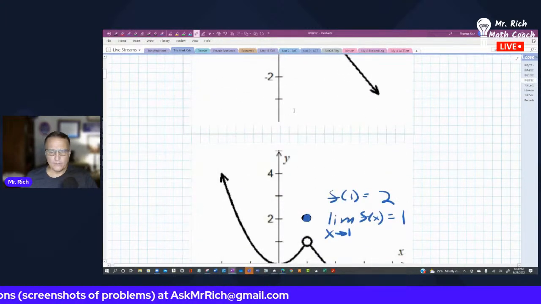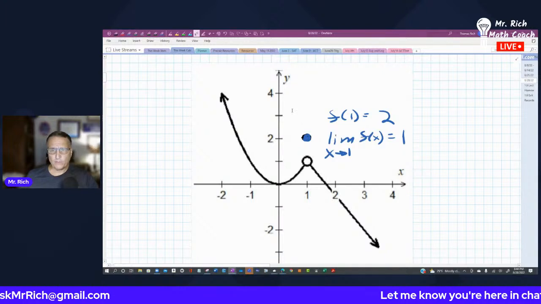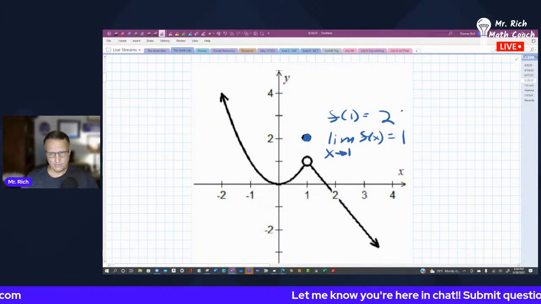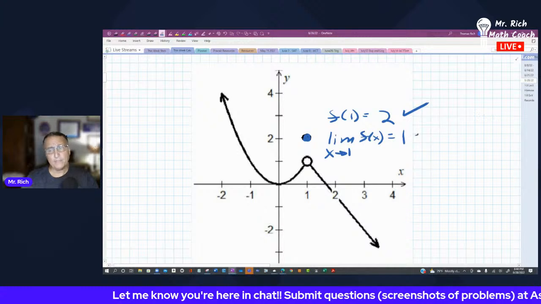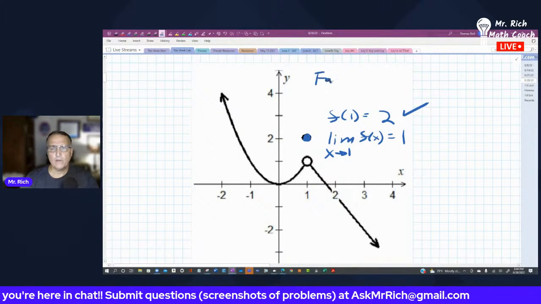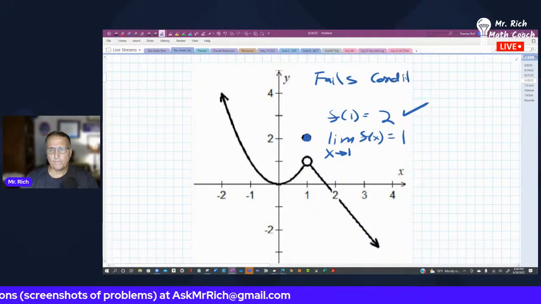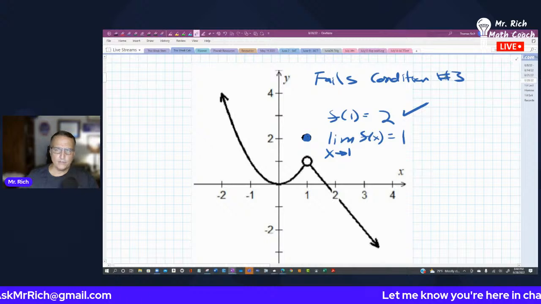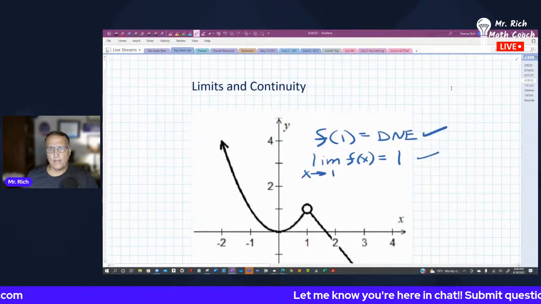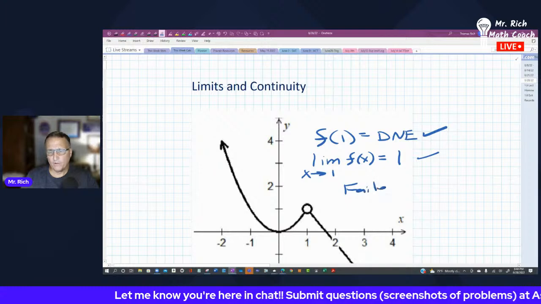All right, let's go down to the next one. Well, the first condition's met. The function does exist at x equals 1, and that is 2. And the limit does exist, but they're not the same value. So this fails condition number 3. So it is not continuous. And this one failed right off the bat, so this failed condition 1.